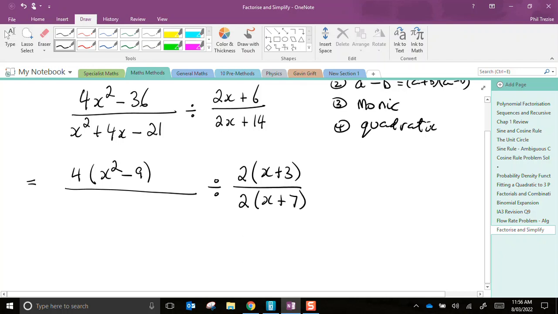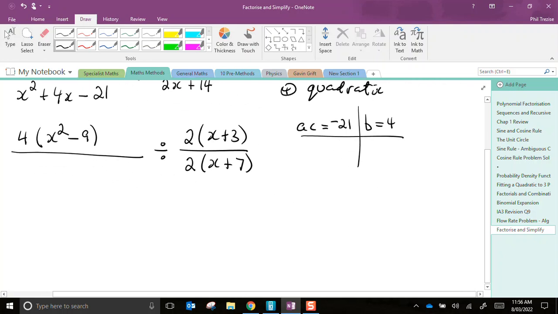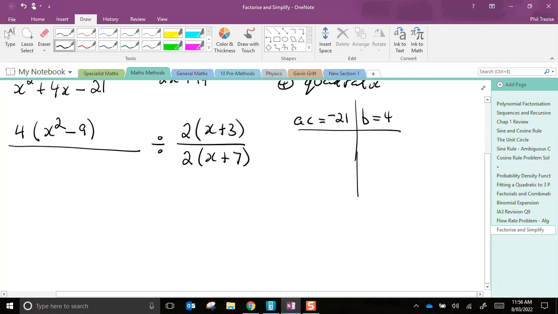Now the quadratic. The quadratic here is monic because we have a positive 1 for the value of a. And remember, when dealing with quadratics, we need to find a value that multiplies to equal a times c, in this case negative 21. And the same two values that multiply to do that have to add to equal b, in this case 4. So let's pause for a moment and have a bit of a search.